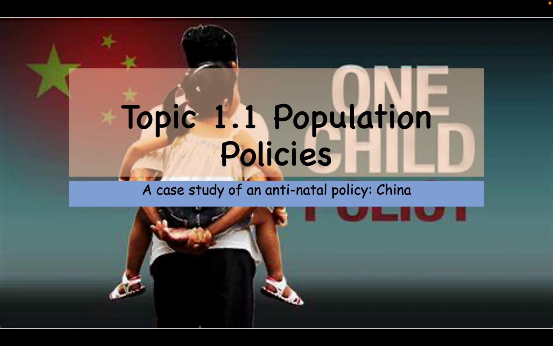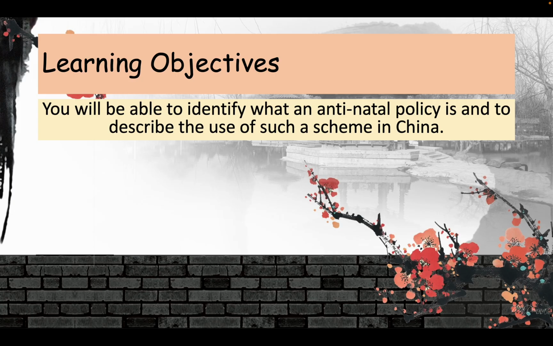Another video. This time we're looking at population policies. This is a popular type of question they like to ask in the iGCSE geography course. We're going to use the example of an antenatal policy in China. This ran from 1979 and finished in 2015.